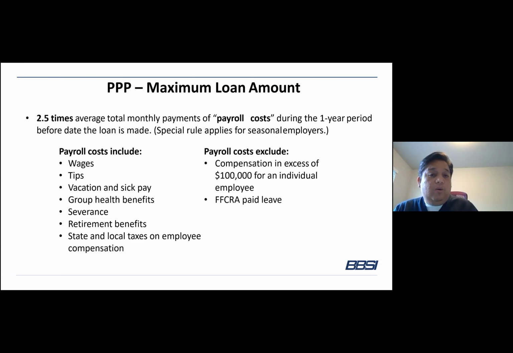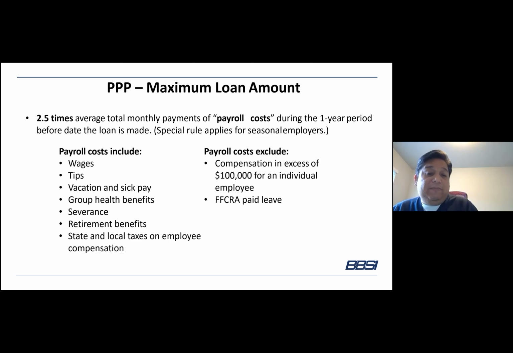So in rough terms, we would take our total payroll for last year, 2019. We would average that for a monthly expenditure. And then it would be 2.5 times that number roughly. That is what you can borrow. And if you can see here on the left side, you have the payroll cost when it's included: wages, tips, vacation pay, and all those things as far as the cost.